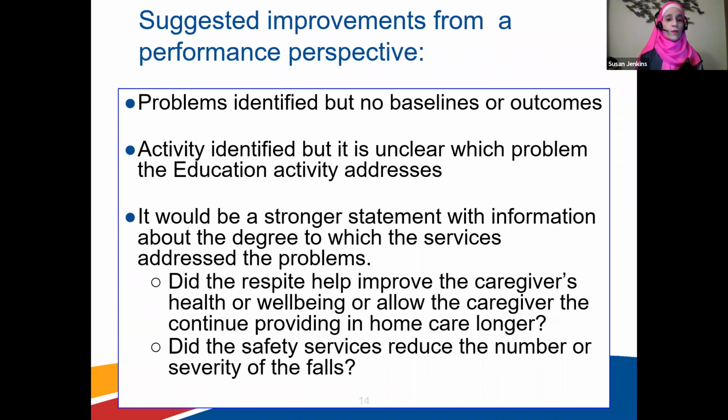Activities were identified: in-home respite care, technology and safety services, education, and referrals for the roof and assistance with a ramp. With education in particular, it's unclear which activity education addresses. Was education related to respite and caregiver services? Was it related to accessibility? It's really not clear where education fits in this issue, and so that could be made clearer.